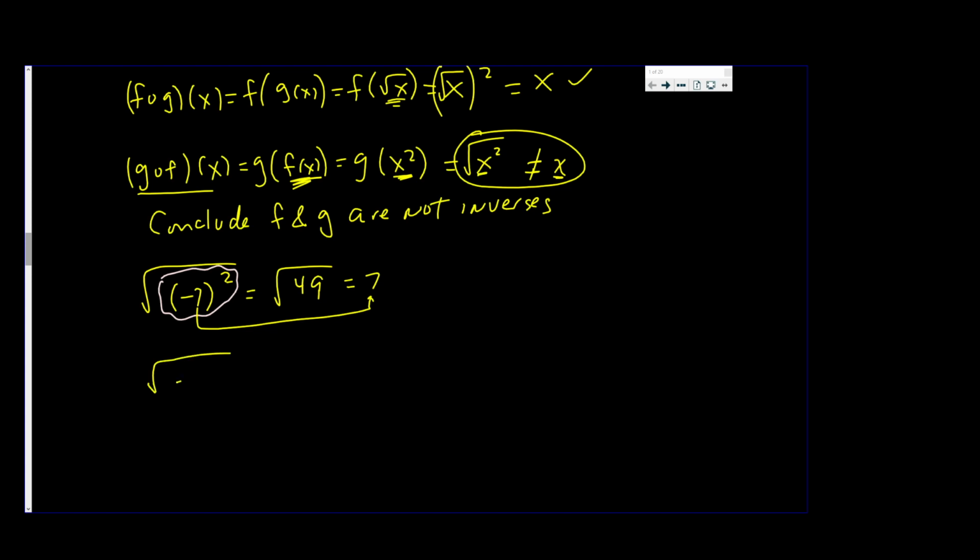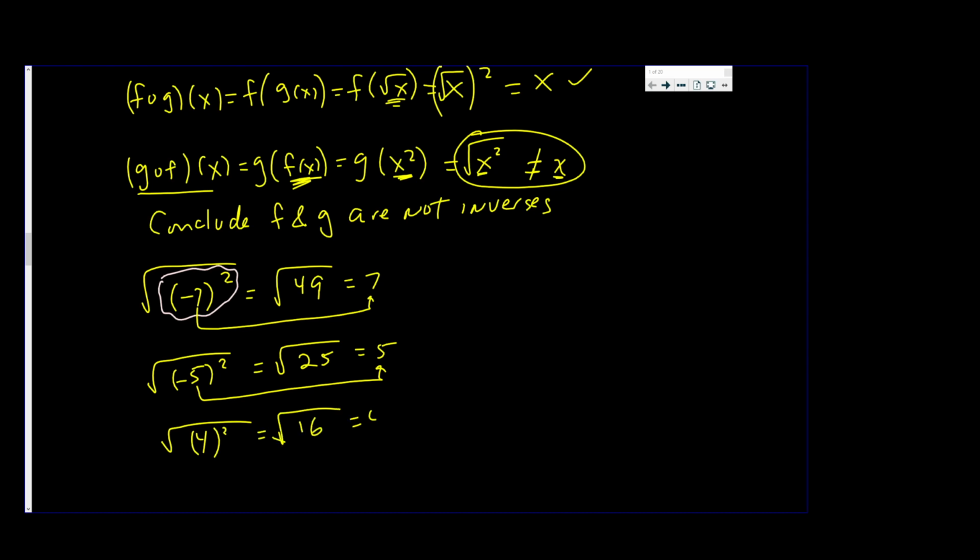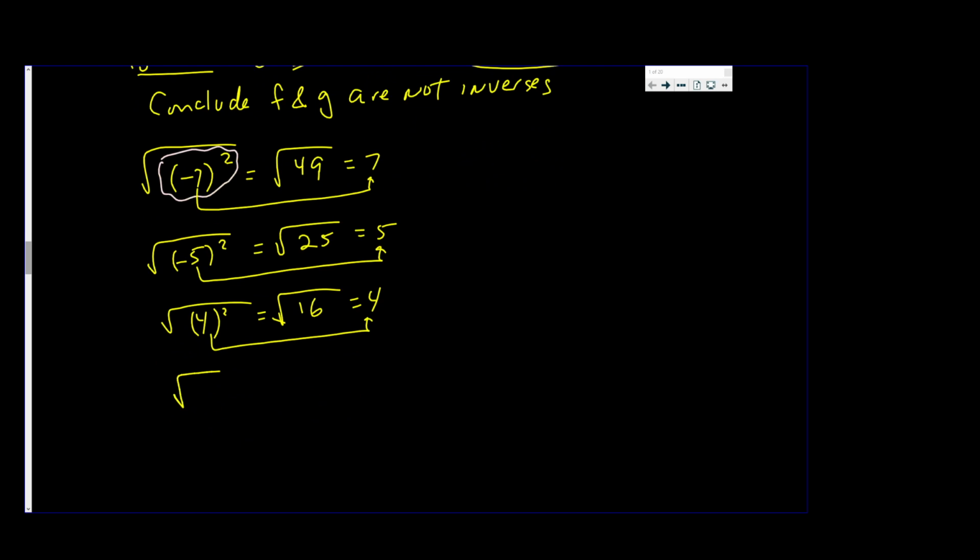If I plug in -5, this gives me the square root of 25, which is 5. I didn't get back what I plugged in. But what if I plug in 4? 4 squared is 16, and the square root of 16 is 4. Ooh, this time I got back what I plugged in. Let's do one more. If I plug in 9 and I square it, that's 81. Ooh, the square root of 81 is 9. Oh, I got back what I plugged in.